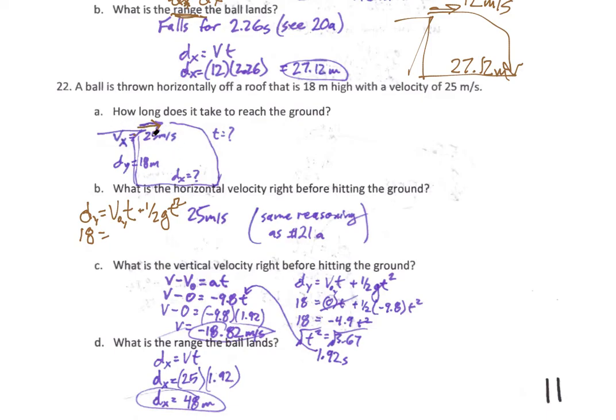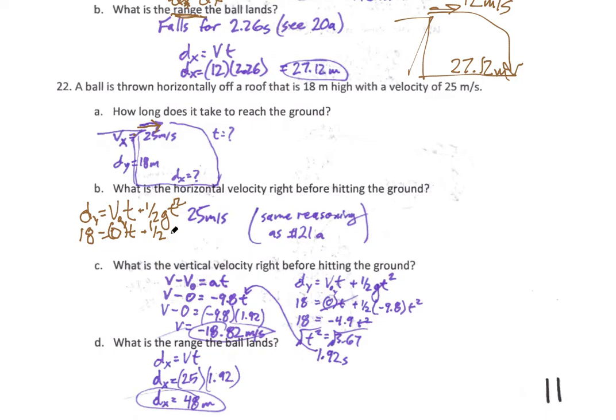This 25 meters per second is in the x direction only. At first, it's only going out this direction, right? It's not being pulled down quite yet when it's first thrown. And so that means at first, it's not going down, so its initial velocity is 0 in the y direction. It is something in the x, but not in the y.